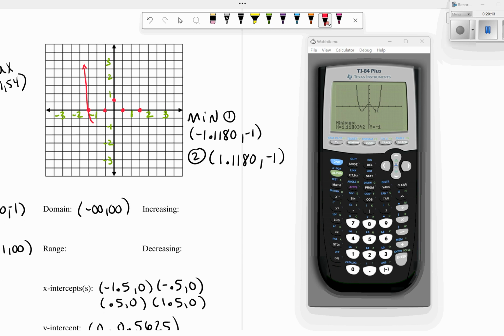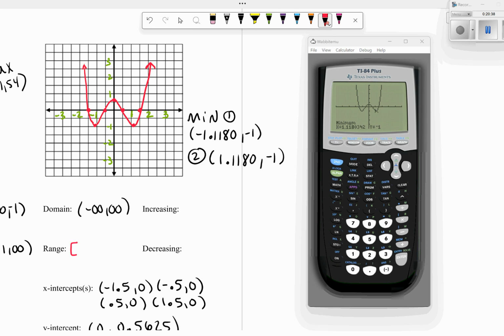Oops, maybe I should plot my minimum, which is at (-1.118, -1), so about right in there. And then the other one's at 1.118, so about right there. All right, so there's my graph. Now I can do the intervals for increasing and decreasing, and I can also write my range.